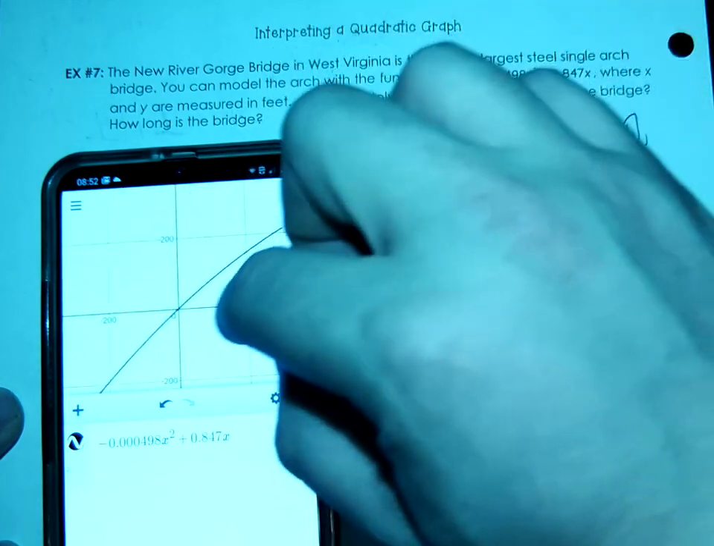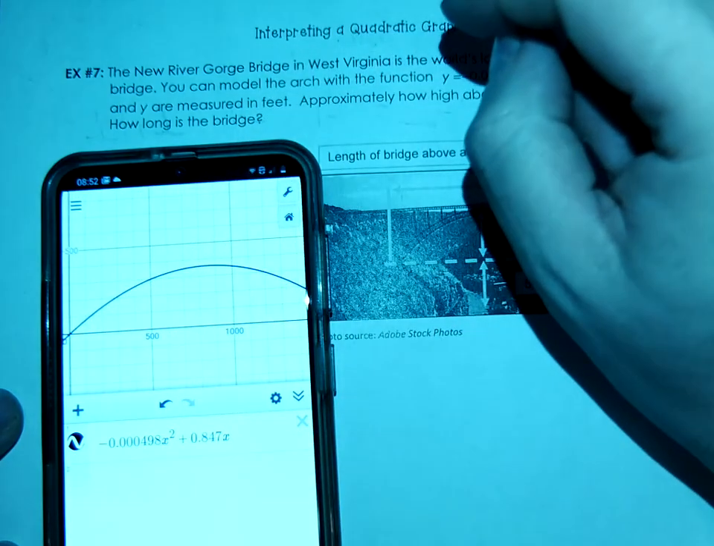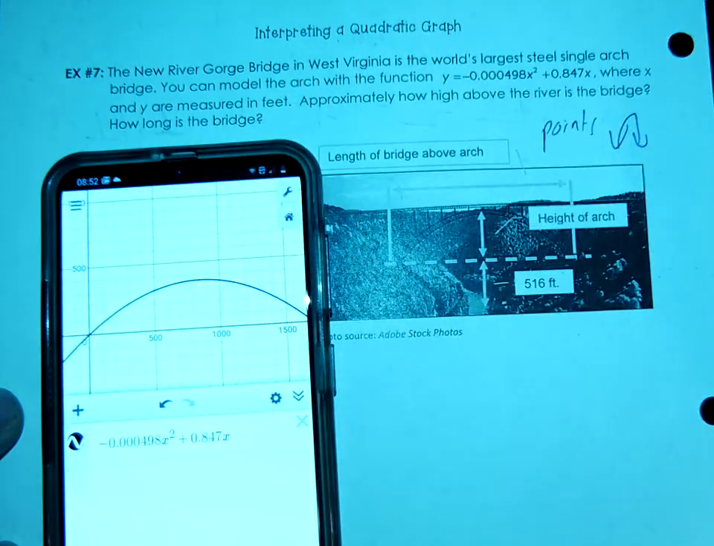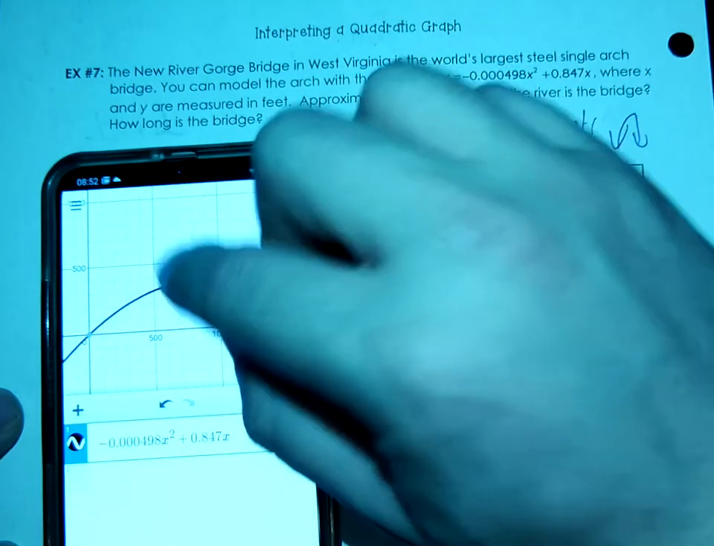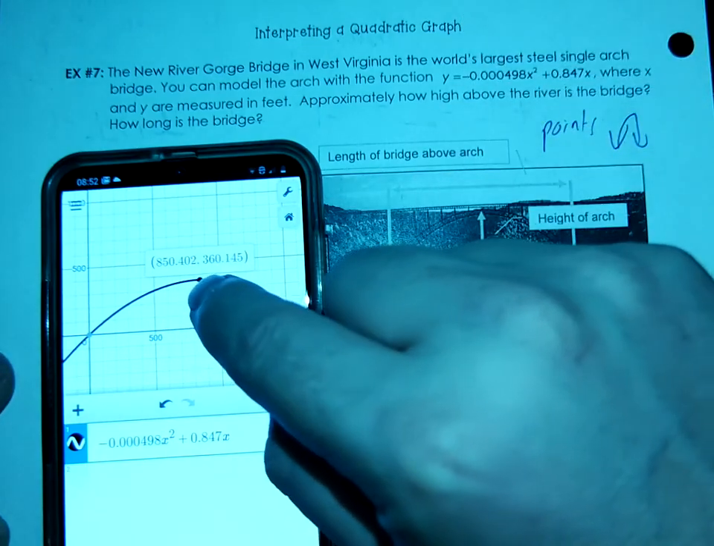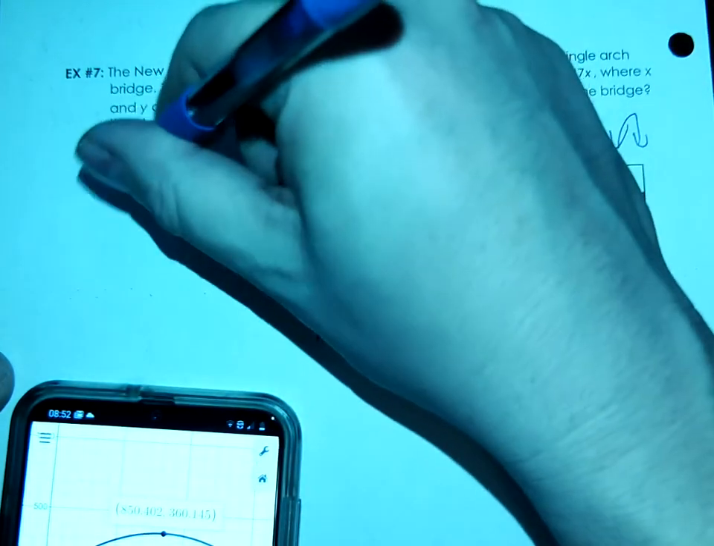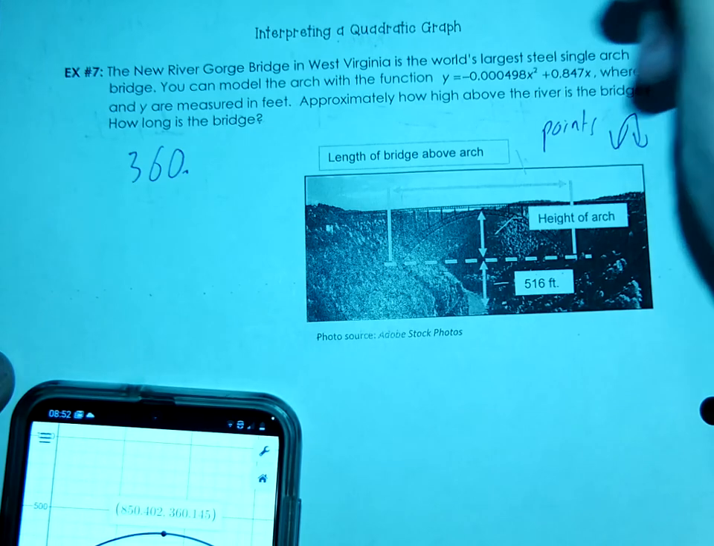And I know it's a maximum, so it should be pointing down. So you can see here as I'm zooming out, I can finally find it. I just got to zoom out and out, zooming out and in. So I just got to zoom out enough and I'll find it. And then there it is. I can touch the point, and it says here 360.1545. And that's when X is 850 feet. So this is 360. And it says here to approximate to the nearest feet, about 360 feet.